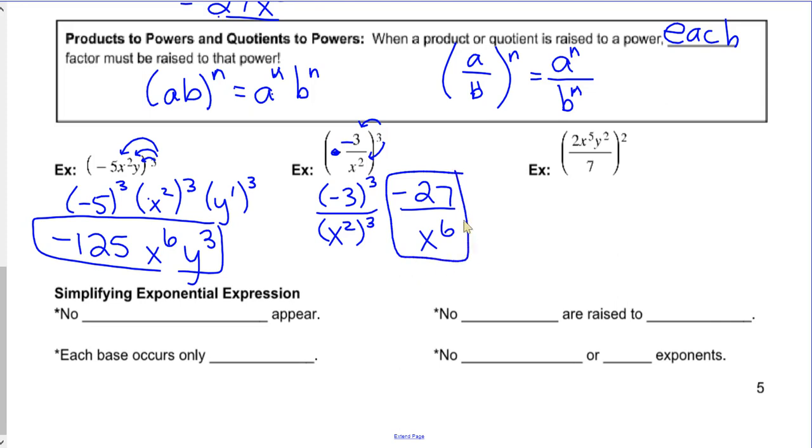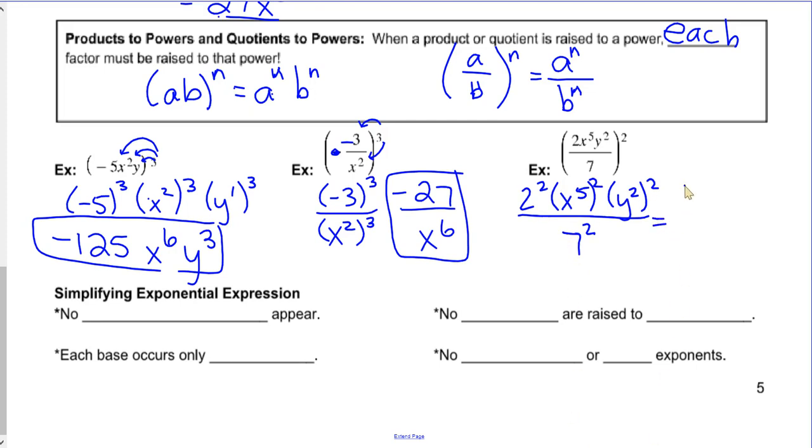Nothing that you can simplify here, so that would be your final answer. And our last one, we have multiple things going on here, but the important part to remember is that every single term inside there gets a power of 2. So I have 2 squared, I have x to the 5th squared, I have y squared, and I have to, don't forget about the 7, I have to square the 7 as well.